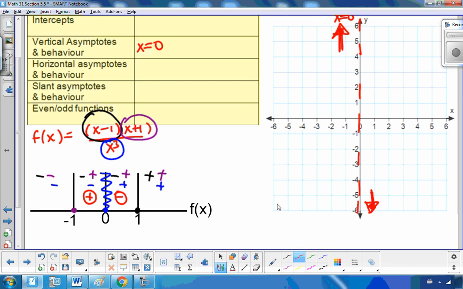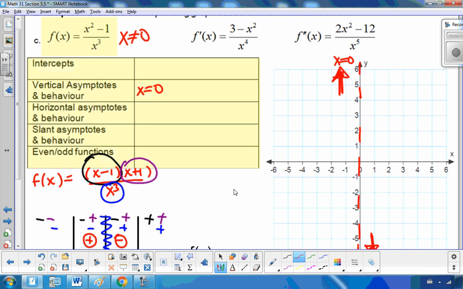Okay, so now let's look at intercepts. If I plug in 0 here and here, I'm going to have negative 1 over 0, which is not allowed. So I do not have any y-intercepts because I have a horizontal asymptote at 0. We'll verify that in a minute. The x-intercepts are in the numerator at positive 1 and at negative 1. So positive 1 and negative 1, we have x-intercepts.